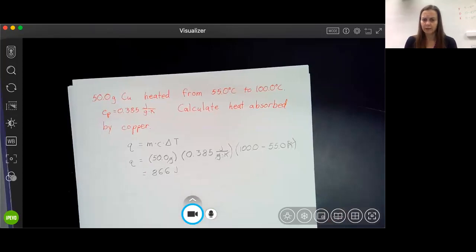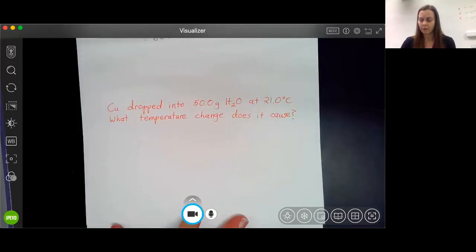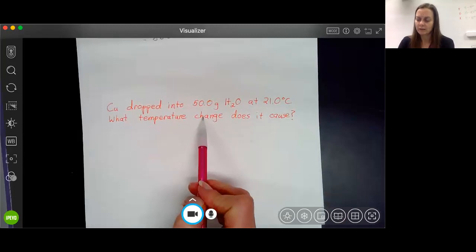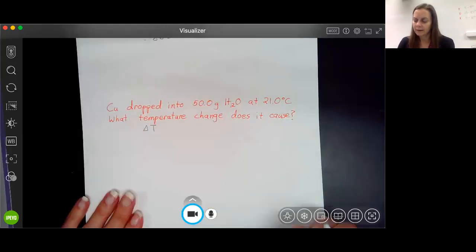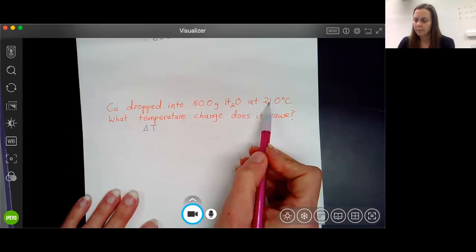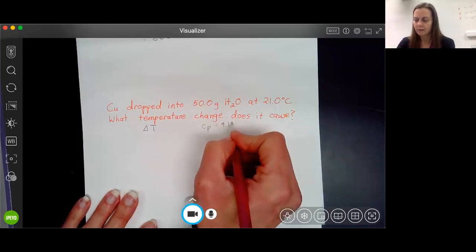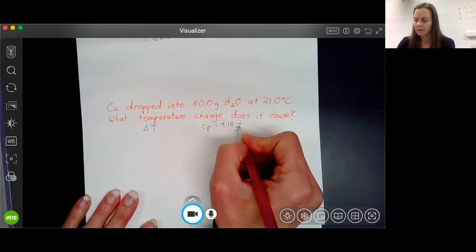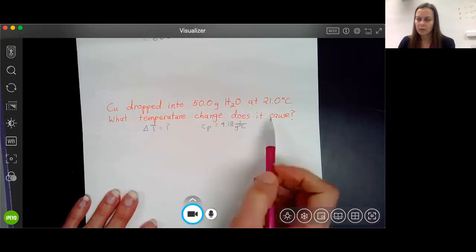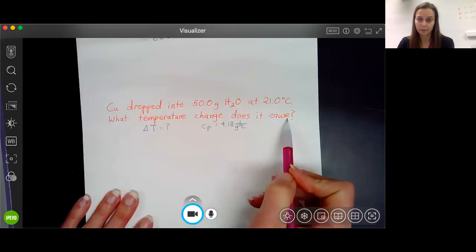Now, the second part of our question tells us that we then dropped that copper at 100 degrees Celsius into 50 grams of water at 21 degrees Celsius. And it asks, what temperature change does it cause? So now I know I'm looking for a delta T, and I have a mass and an initial temperature. I probably need to know that the specific heat of water is 4.18 joules per gram degree Celsius. I read this to be asking about the temperature change of the water.